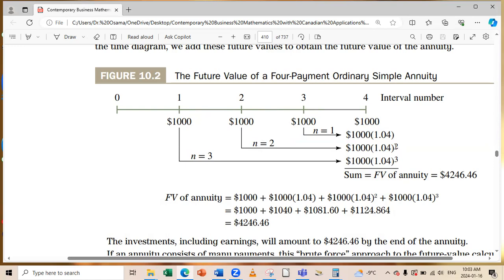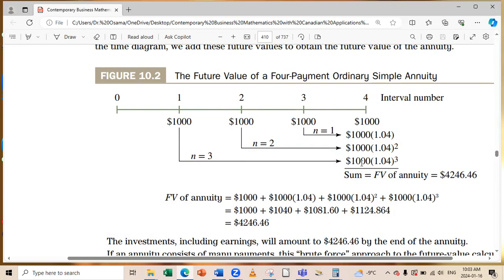So here it will be 1,000 multiplied by 1.04, but the power will be 2. Likewise, the 1,000 here at the end of the 1st year stayed in the bank for 3 years, because this is 1 year, this is 1 year, this is 1 year. From 1 to 2, that's 1 year. From 2 to 3, that's another year. From 3 to 4, that's the 3rd year.